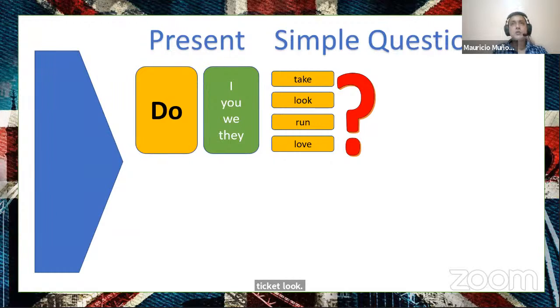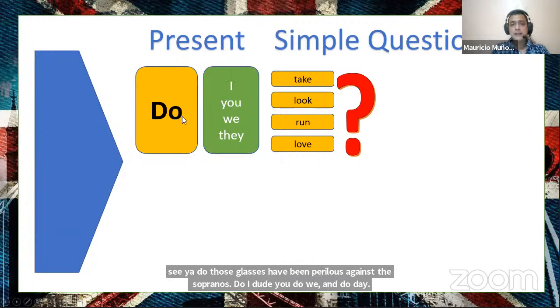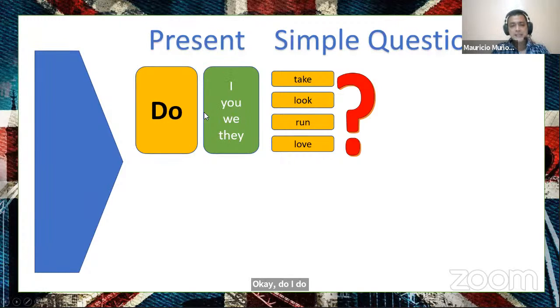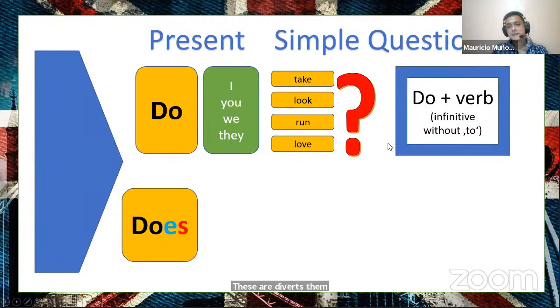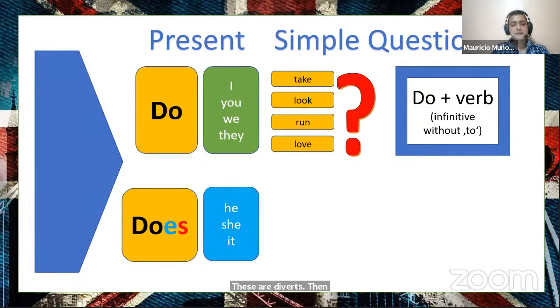Este auxiliar do nos va a servir para los siguientes sujetos. Do I, do you, do we, and do they. Okay? Do I, do you, do we, and do they. These are the verbs. Then we have another subject, does. Does he, does she, does it.